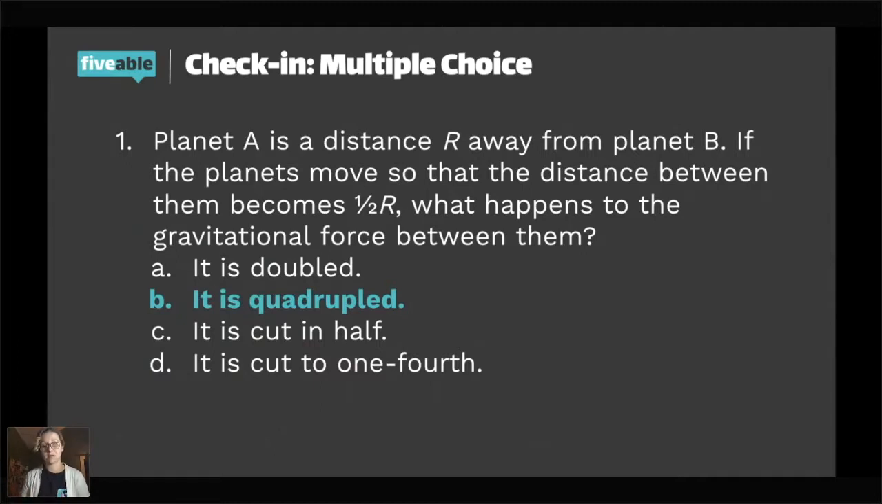Because it goes as r squared. So if the distance was cut to 1/3, you would end up with 9 times as much force. If the distance was cut to 1/4, then you would have 16 times as much force, and so on and so forth. It's that inverse square relationship, and it's often referred to as an inverse square law. And it's a pretty common format as well. You'll see other inverse square laws in physics as you go through as well.